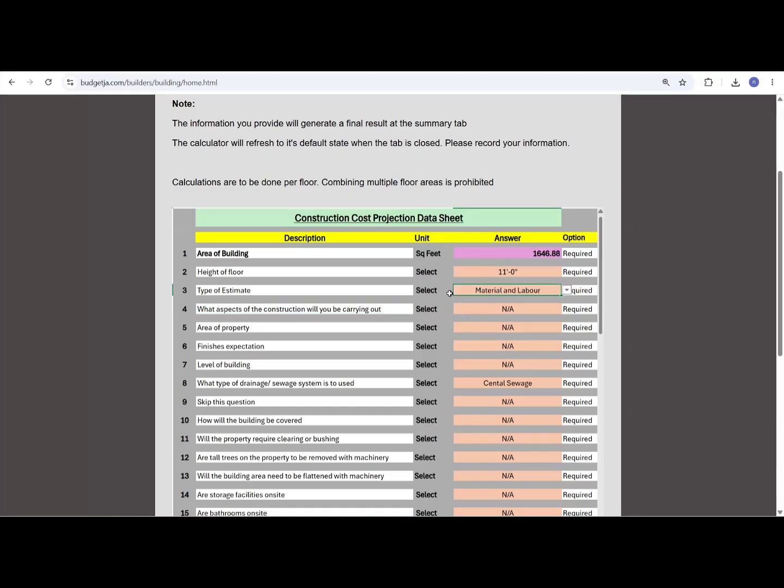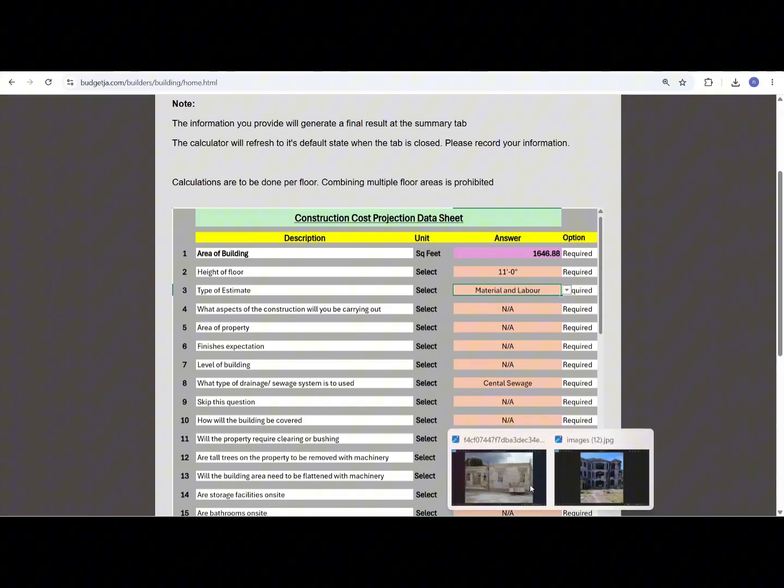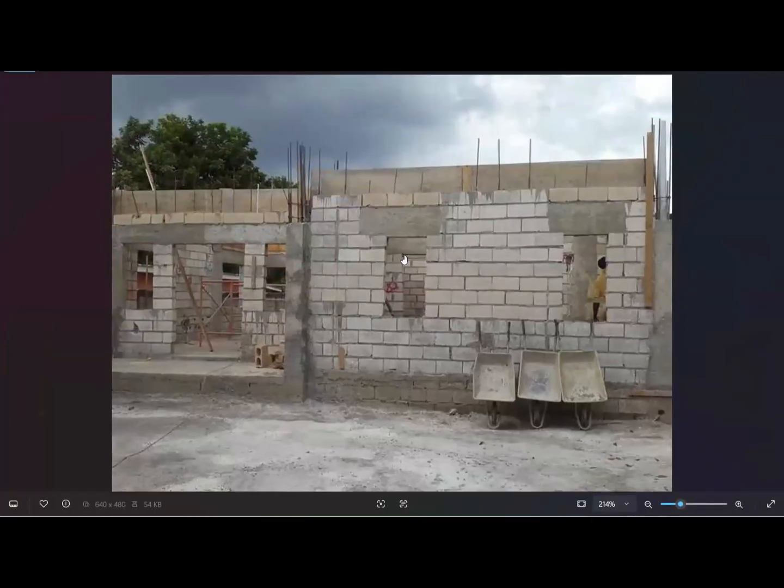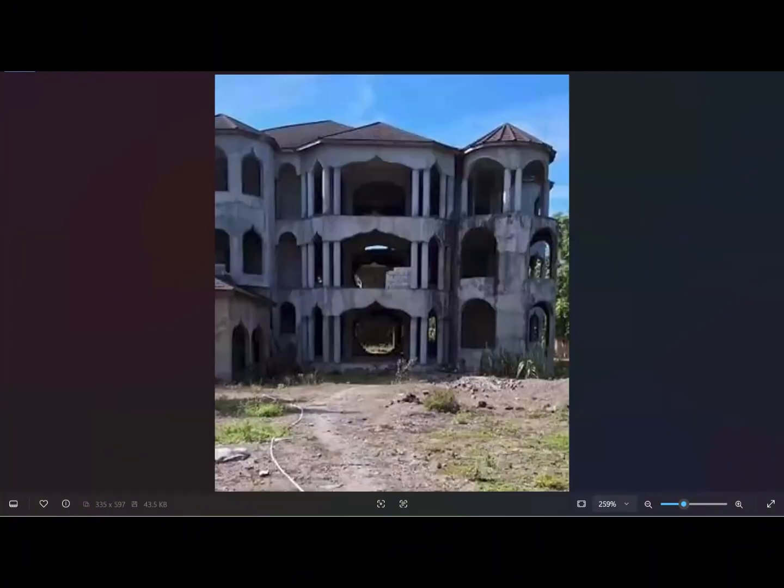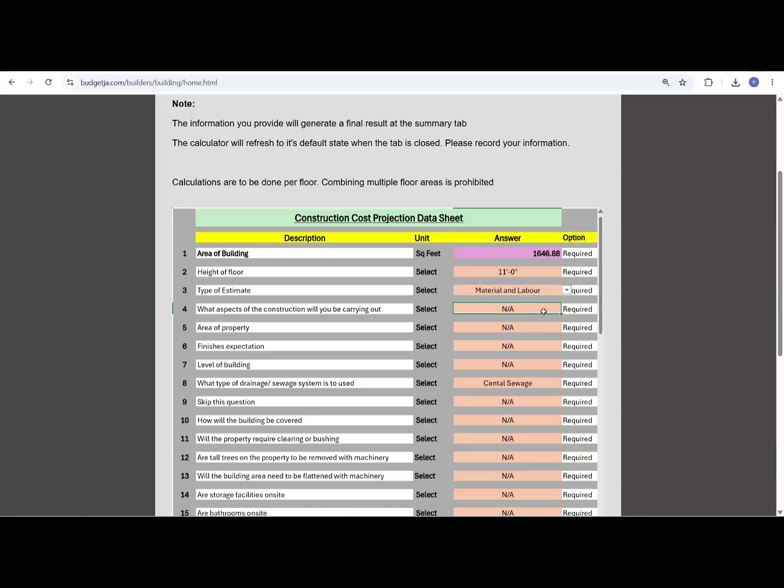The fourth question is asking about what aspects of the construction you will be carrying out, and this relates to whether or not you are going to be doing wet work only, which is just doing the rough building up to the point of rough cast and render, or it's a case that you are going to be doing the building up to the finishes stage. So that is something that comes with these two options. You are required to specify one. In this case, I am only just saying wet work only, just to show you how the calculator works.